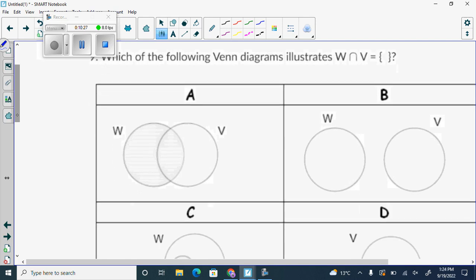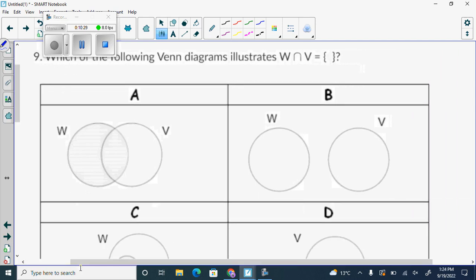Which of the following illustrates W and B are the empty set? If W and B are the empty set, that means W and B have nothing in common, which means they are disjoint, which means they are A, B, C, or D. Anyone know? 16. It's B. Nothing in common, no overlap.